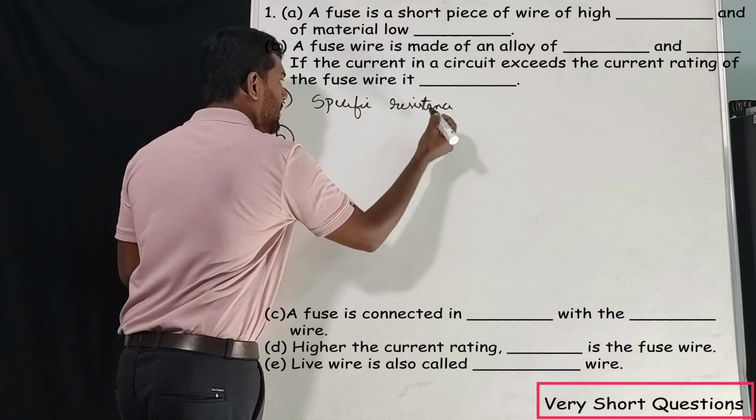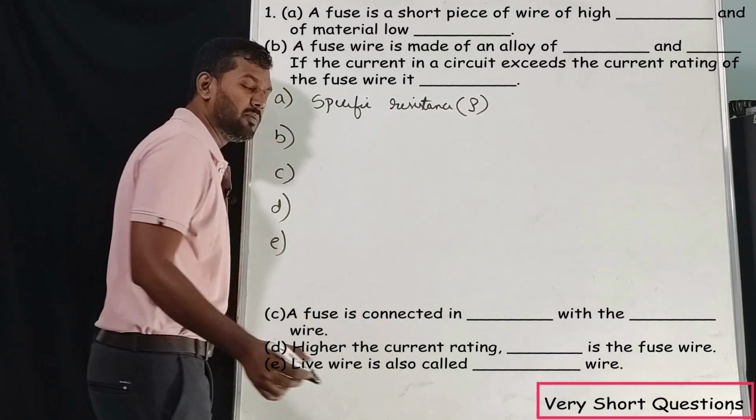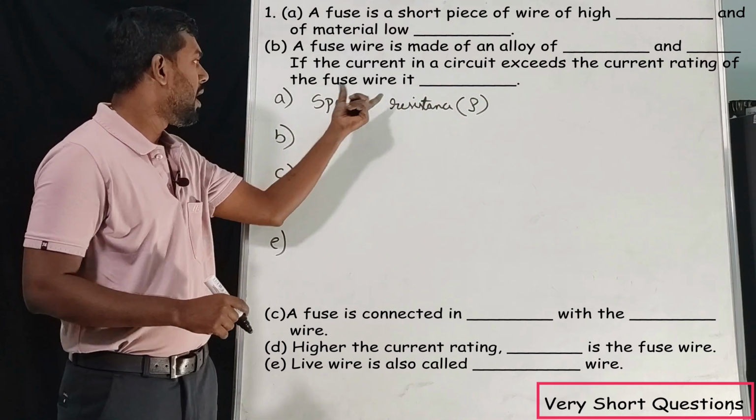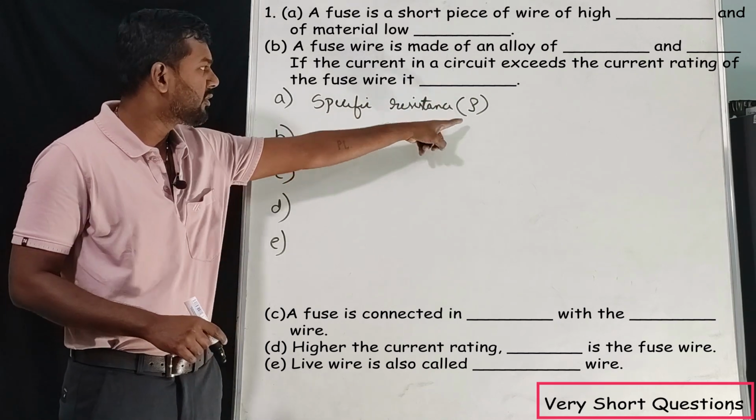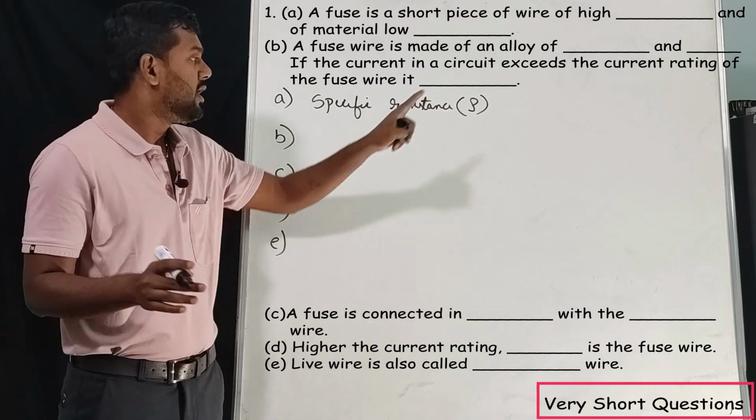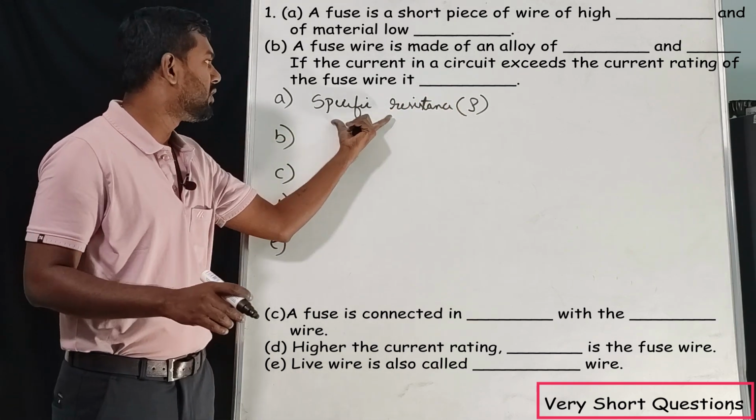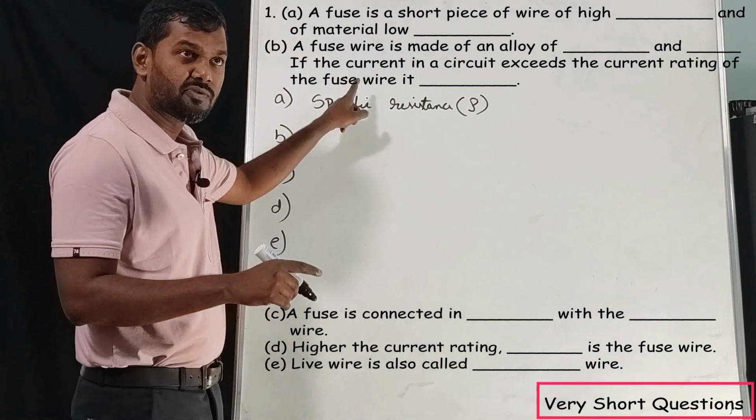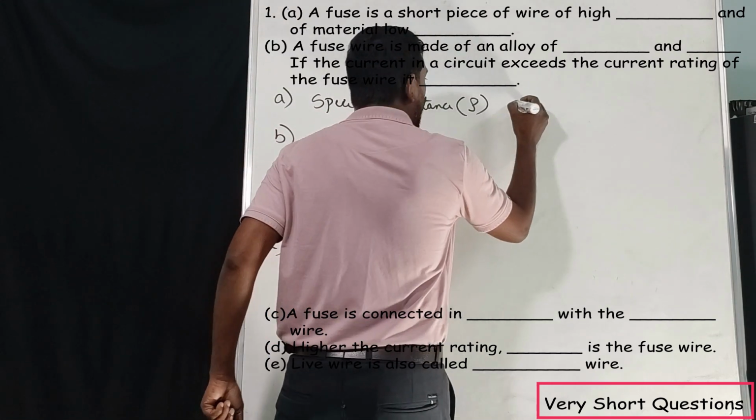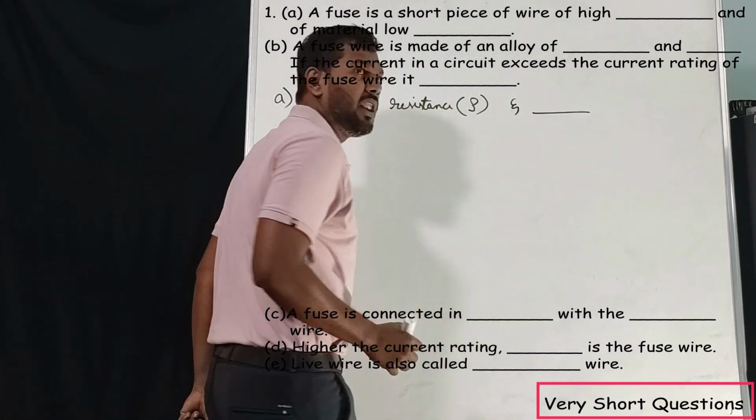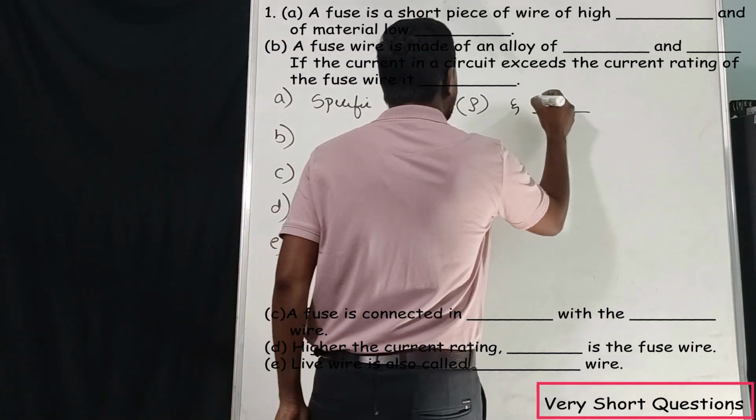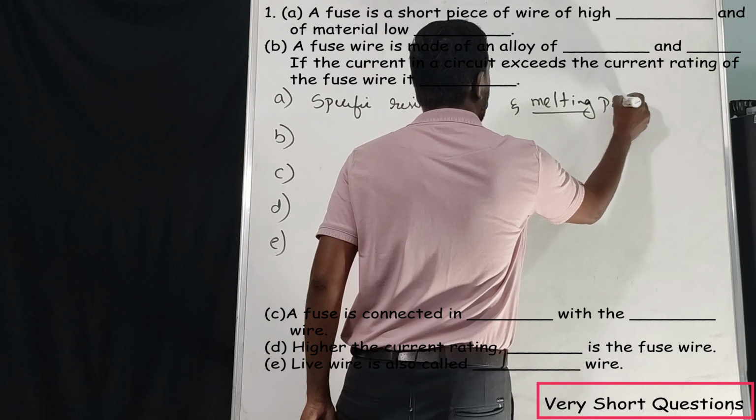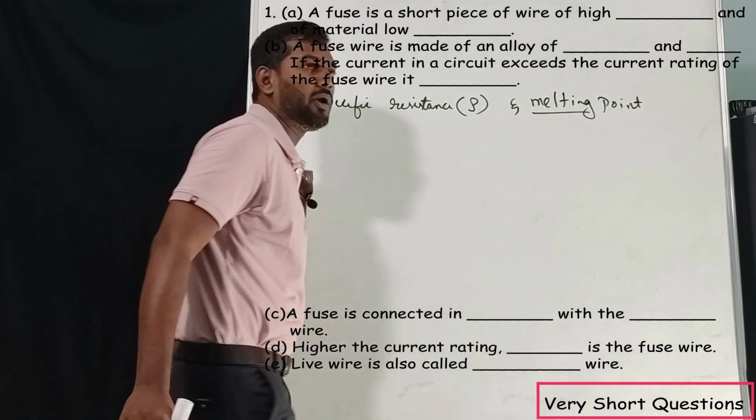Specific resistance. The symbol will be this one, but never ever use only the symbol in the exam. Along with the expanded form, if you use the symbol, that is always fine. Never use only the symbol without this word. Okay, then with high specific resistance and material of low melting point. This is important. Low melting point.